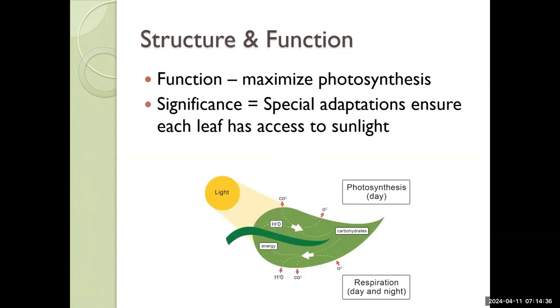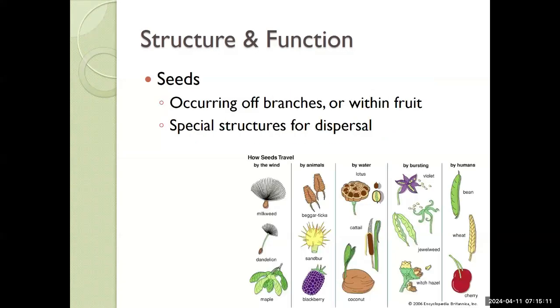All leaves, regardless of their color, function to maximize photosynthesis. And so they have evolved special adaptations in shape, in size, in form, in number, to ensure that each leaf has access to the sun to maximize this potential. It costs a lot of energy to make a leaf and maintain it. And so each one must pull their weight and contribute to the ATP acquisition and the sugar generation to be maintained.